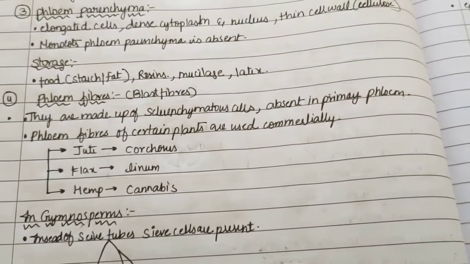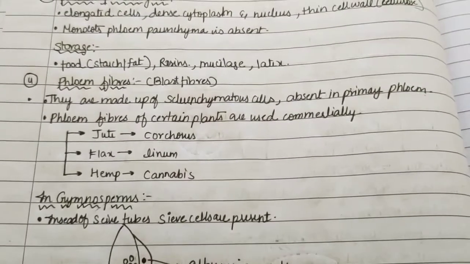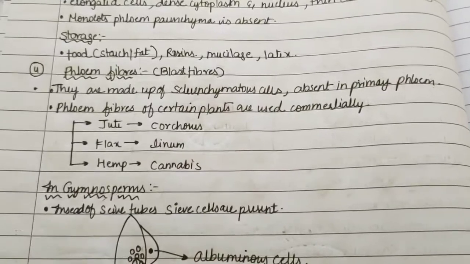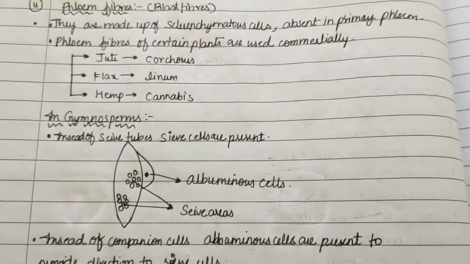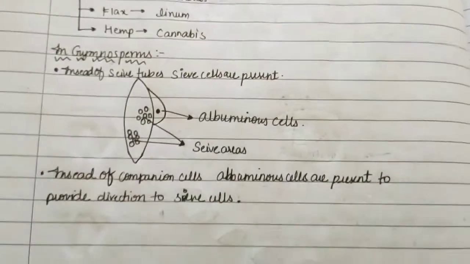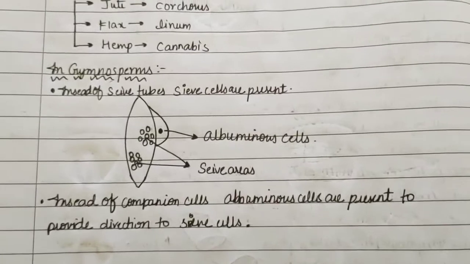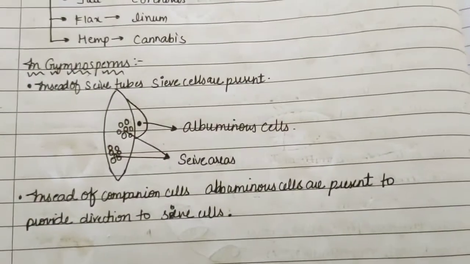Then phloem fibers, which are also known as bast fibers. They are made up of sclerenchymatous cells and are absent in primary phloem. Phloem fibers of certain plants are used commercially, like jute, flax and hemp. Now let us discuss components of phloem in gymnosperms.